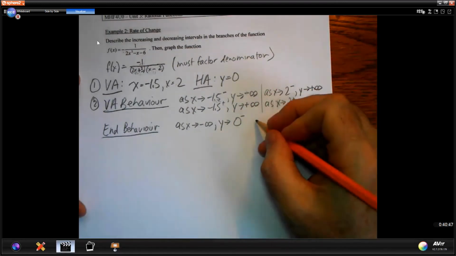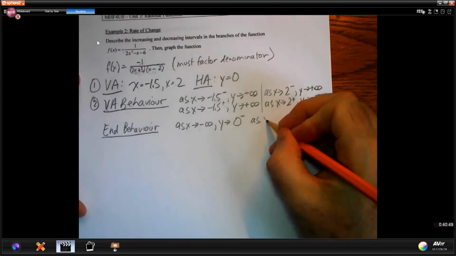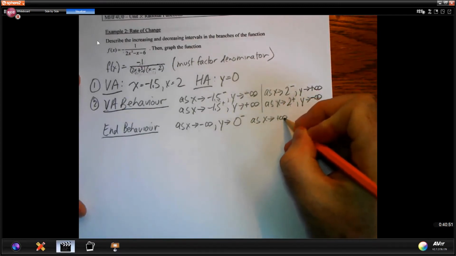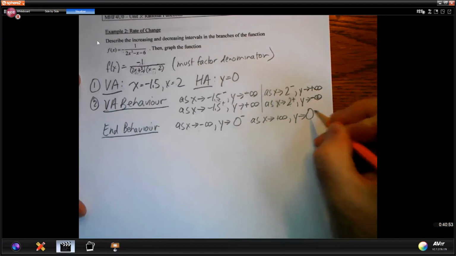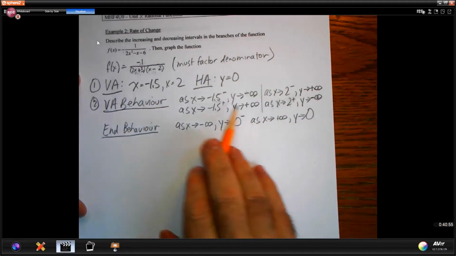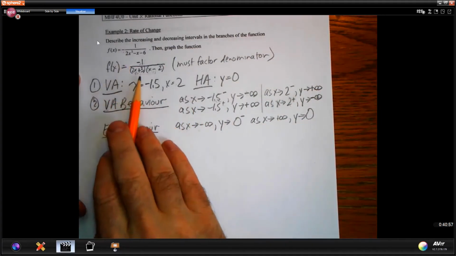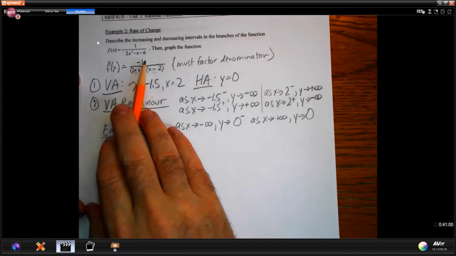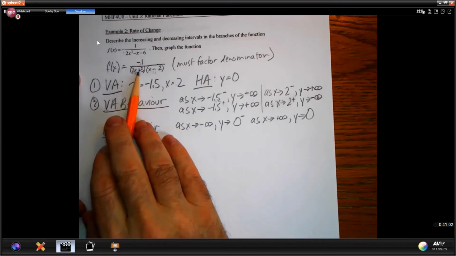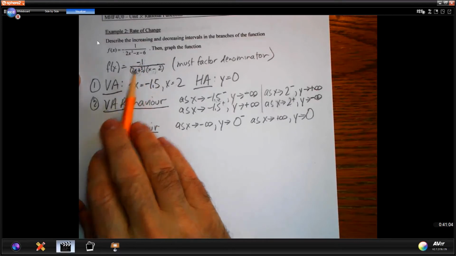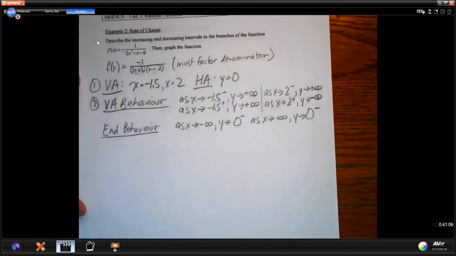0. And the second part, as x approaches positive infinity, y will approach 0. But this time, let's see where it's coming from. If I plug in positive 100, I get, well, that's negative on the top, positive, positive. So negative, positive, positive is still negative. So they're both approaching from the same side, from below, on both ends.